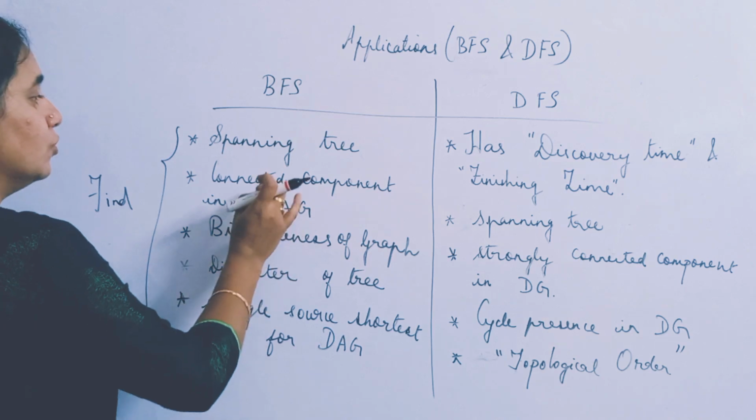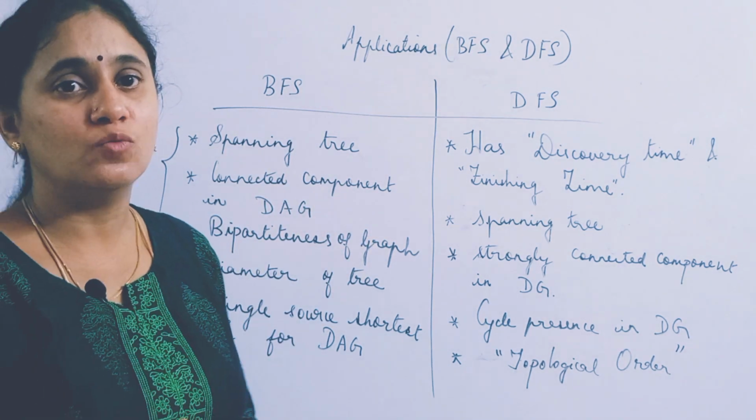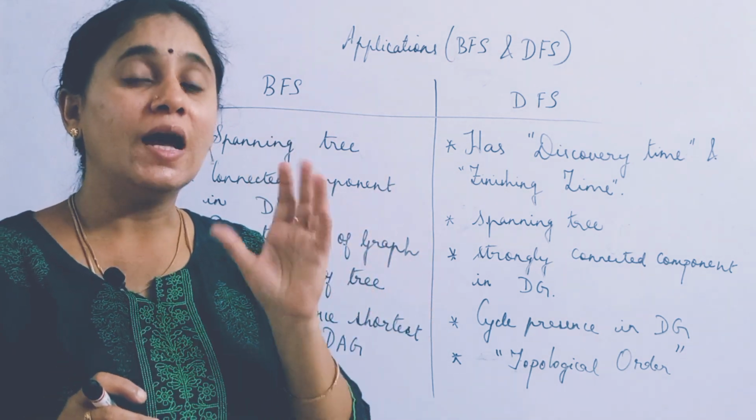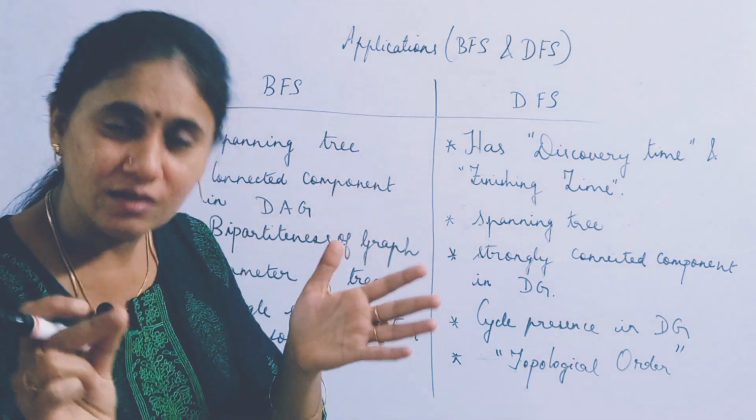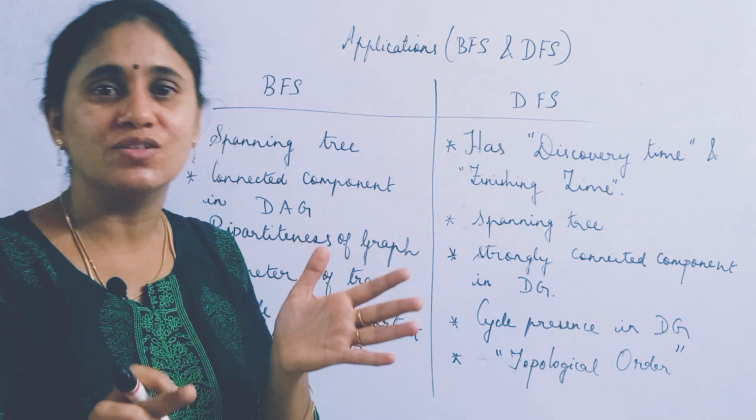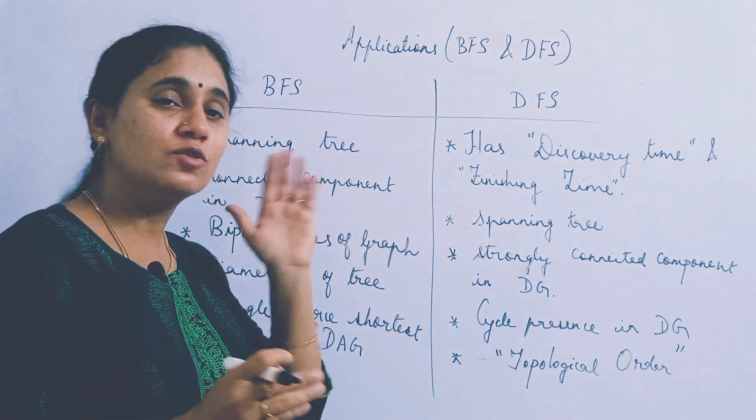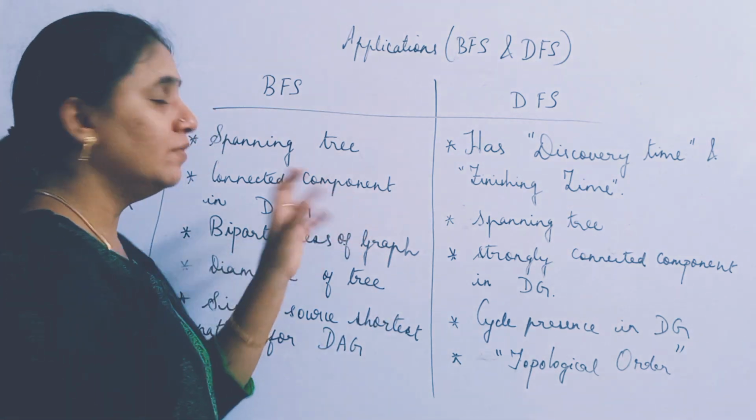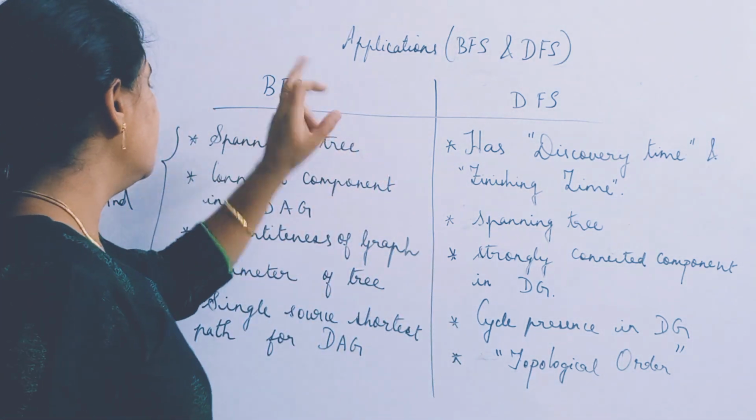To find the connected component, what is called connected? Connected is nothing but there must be at least a single direction or single connection present between the source and destination. That is called a connected component, and we are going to find it by using BFS.